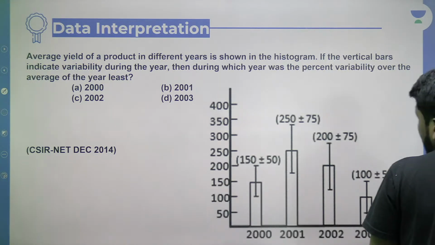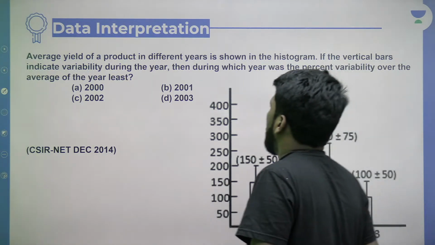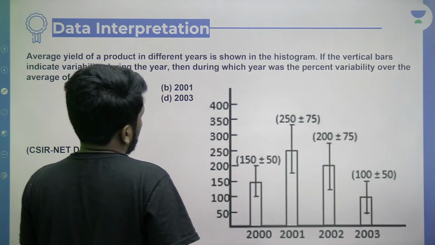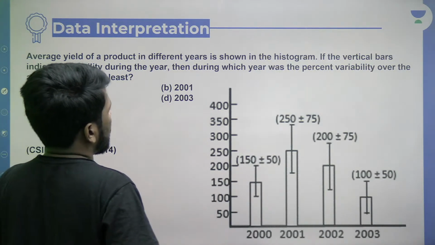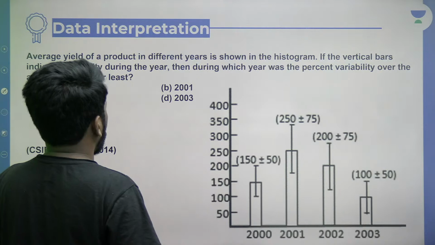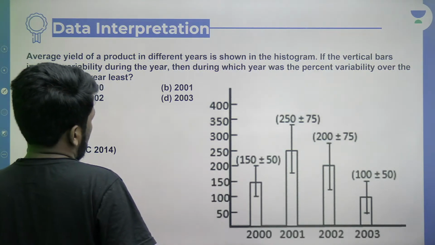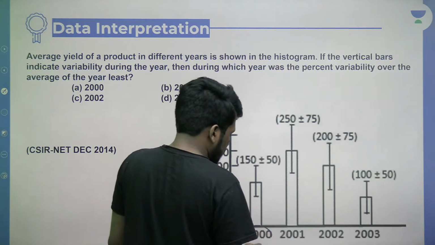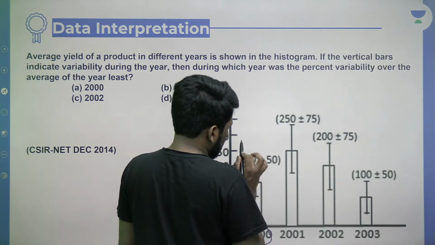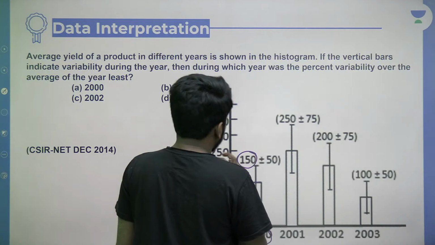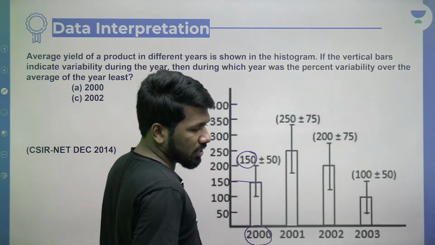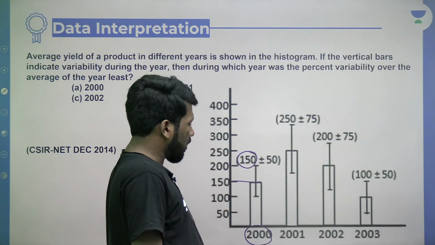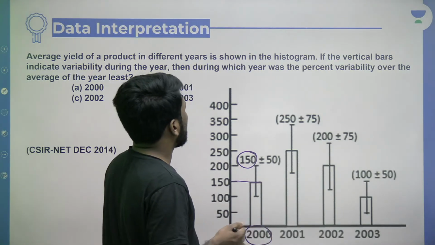Few of you only got it right. Average yield of a product in different years is shown in the histogram. If the vertical bars indicate variability during the year, I will explain what that means. For example, in the year 2000, 150 was the production. Average production means on an average 150. That's the meaning.